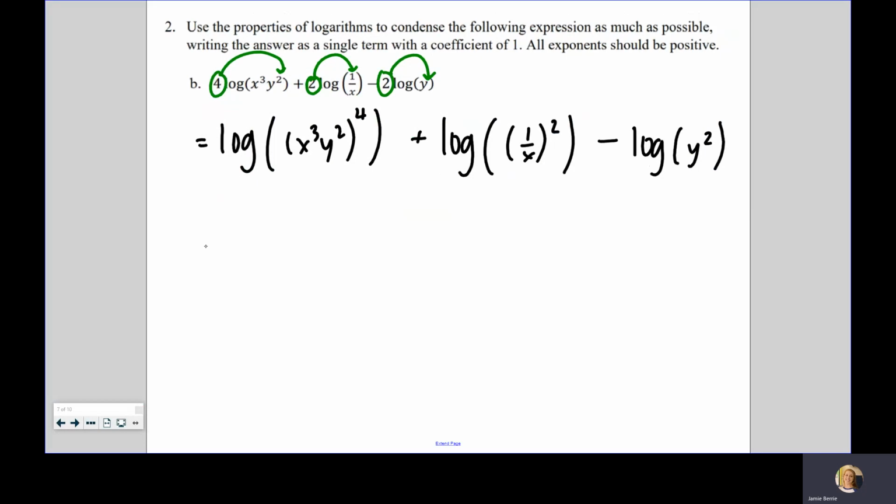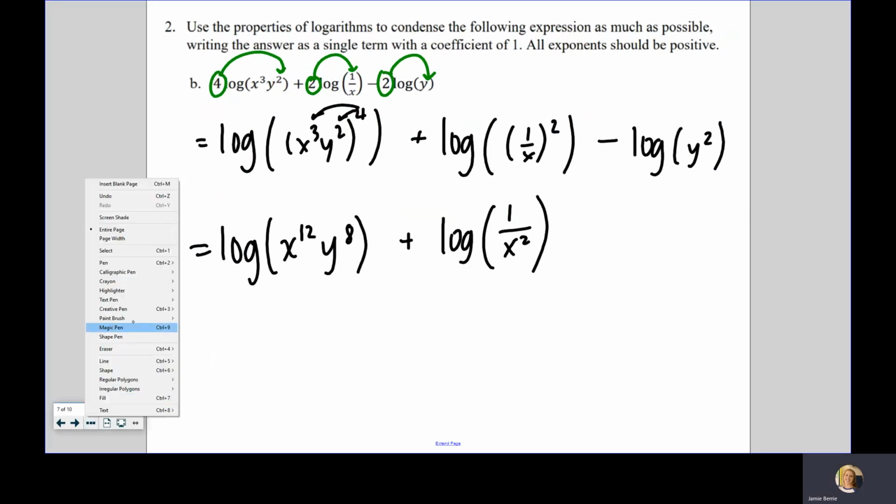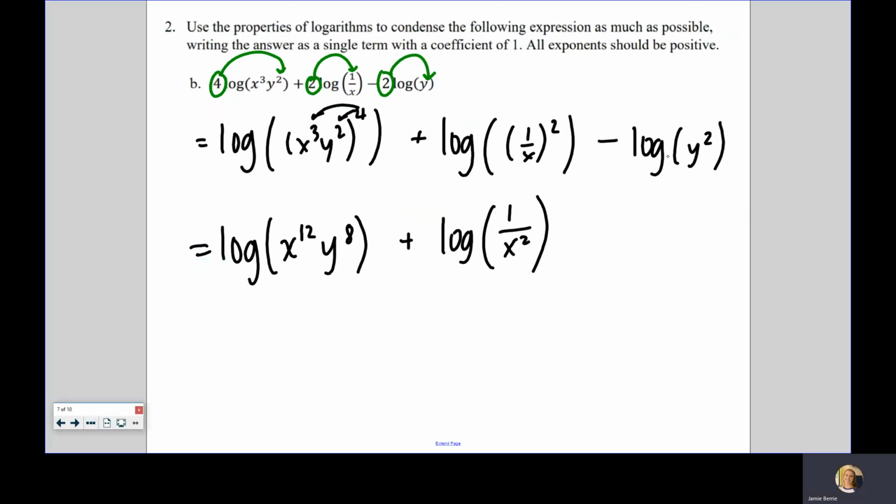Okay, go ahead and simplify these exponents. We have log of, I'm just going to distribute the exponent here. We have powers to powers, so we're going to multiply them. That's going to be x to the 12th, y to the 8th, plus log of 1 squared over x squared. We know that 1 squared is just 1, so we can erase that. And then nothing to do here; the exponent's already simplified.